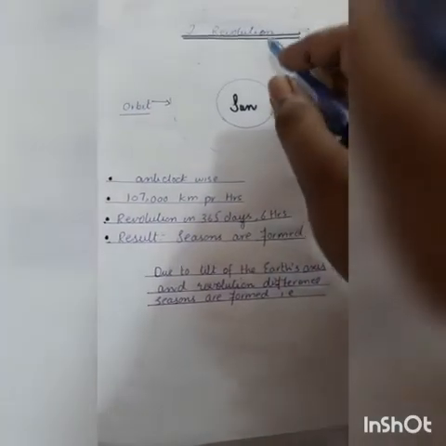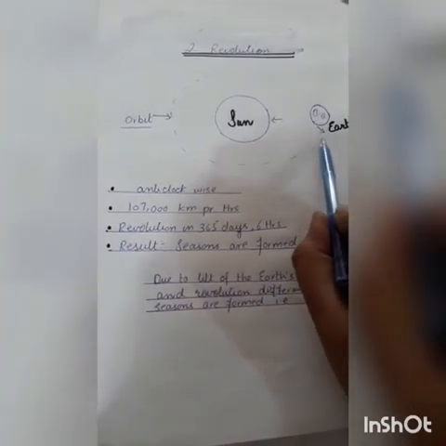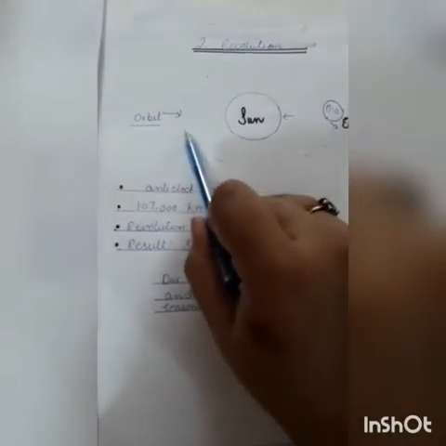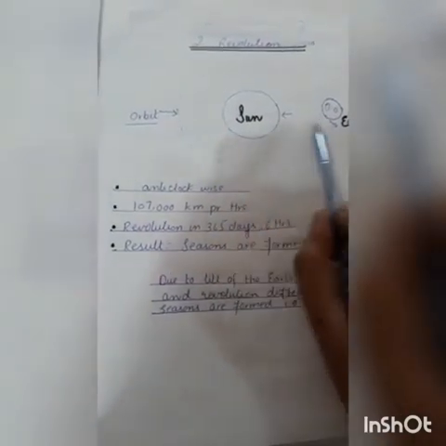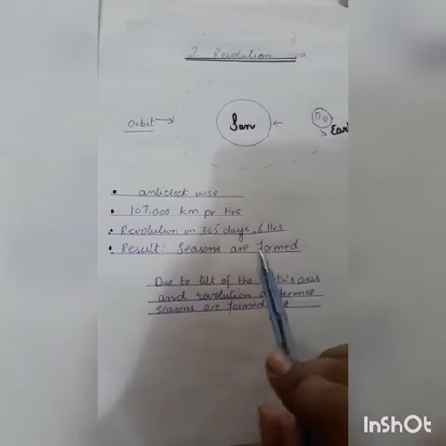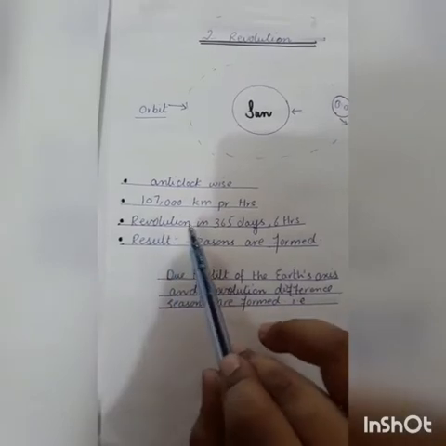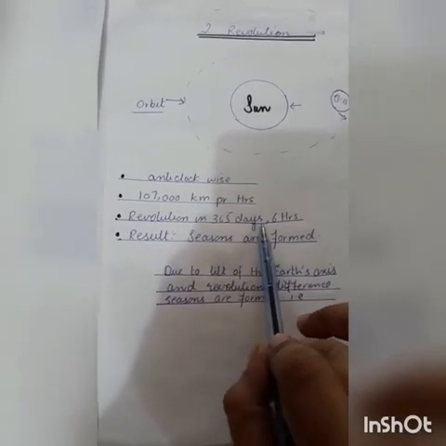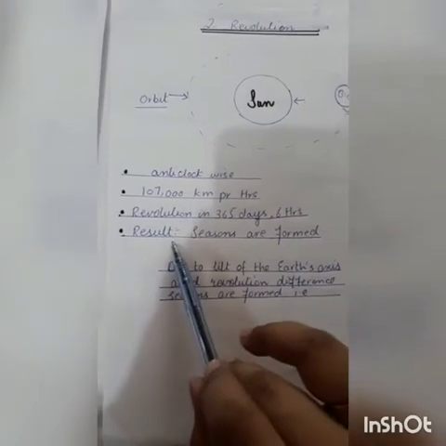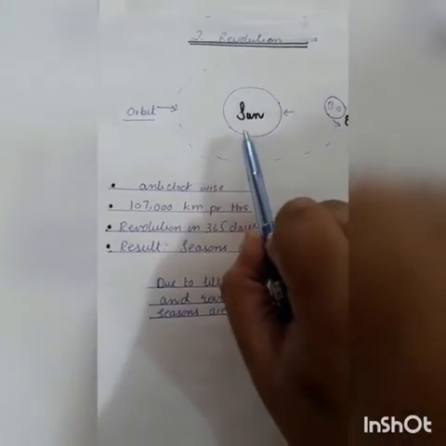Okay, now students, the second type of motion is revolution. What is revolution? Revolution is the movement of the earth in its orbit. This is the orbit. The movement of the earth in its orbit around the sun is called revolution. And this movement is always anti-clockwise, and it completes its orbit in 365 days and 6 hours. And as a result, seasons are formed. Is it clear? The movement of the earth in its orbit around the sun is called revolution.